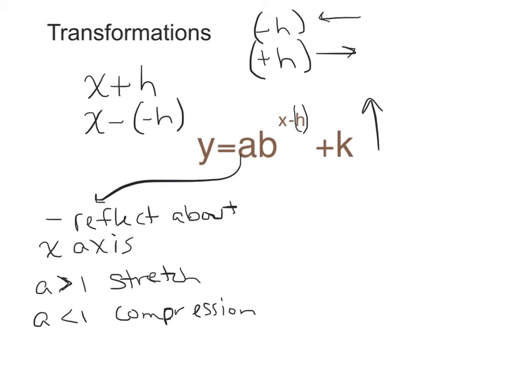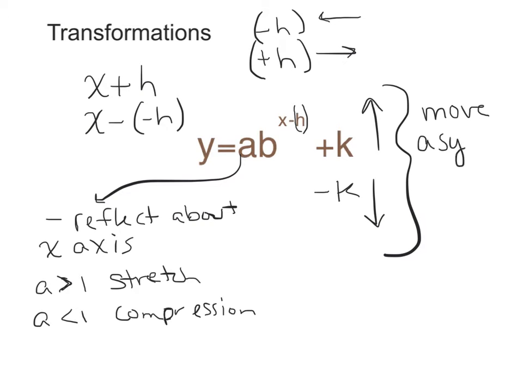If k is positive, it moves up. If k is negative, it moves down. And this piece of the k part will help me also move my asymptote and my range. It'll be according to whatever the y value is. So those are the transformations.